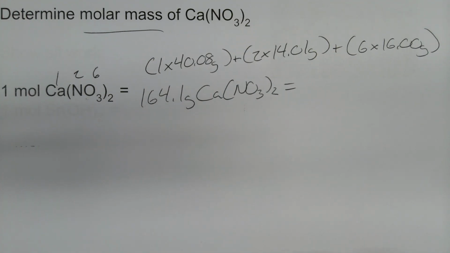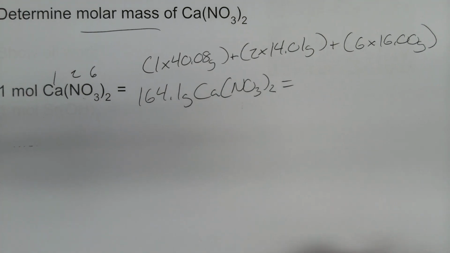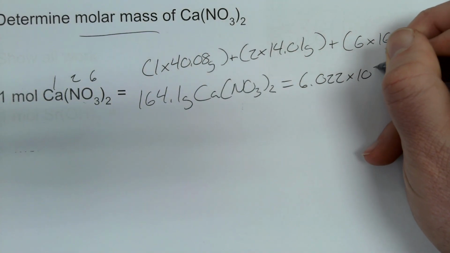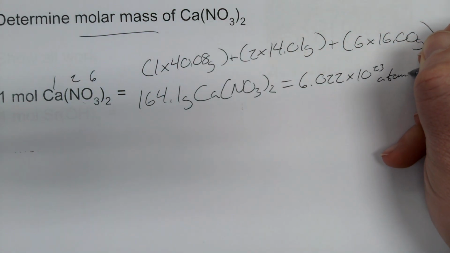How many atoms, guys, is in 1 mole? There you go. 6.022 times 10 to 23 atoms.